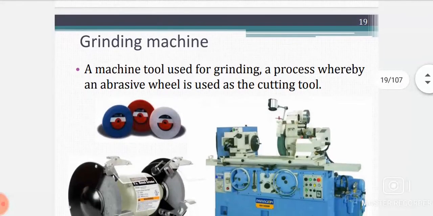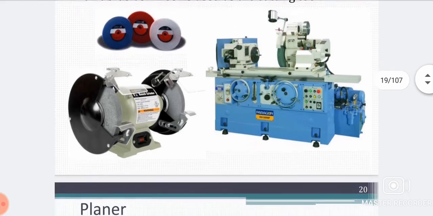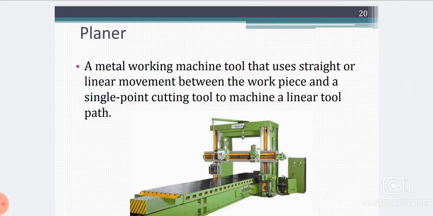Another one is the grinding machine, a machine tool used for grinding, a process whereby an abrasive wheel is used as the cutting tool. This is called a grinding machine. Another one is the planer machine, a metalworking machine tool that uses a straight or linear movement between the workpiece and a single point cutting tool to machine a linear tool path.